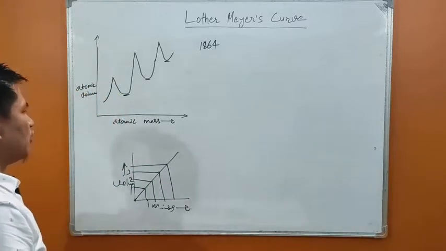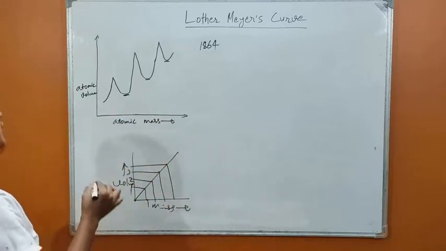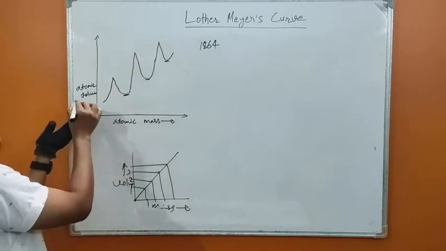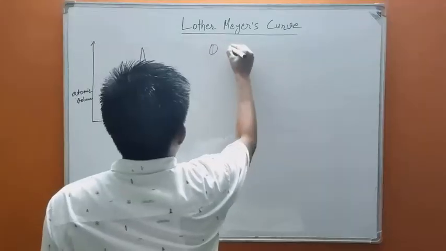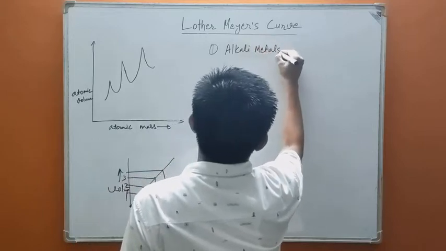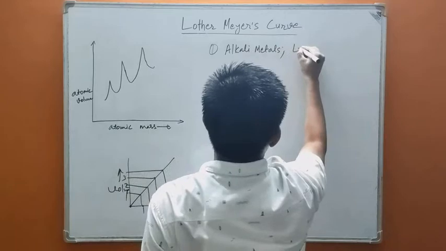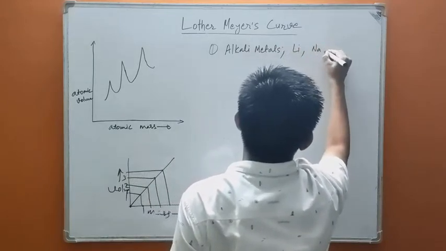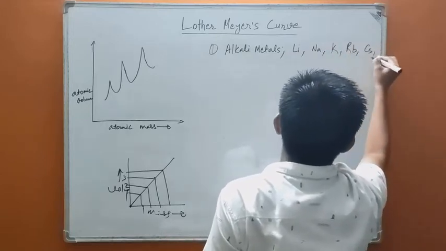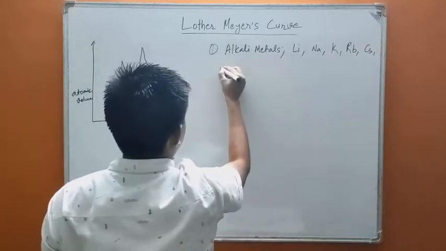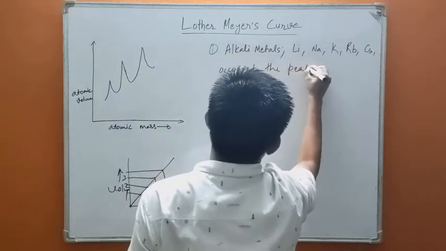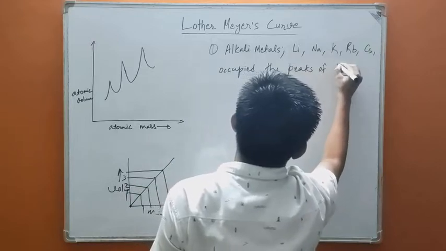Now, what Lothar Meyer observed is that when atomic mass of elements and atomic volume of elements were plotted, alkali metals, lithium, sodium, potassium, rubidium, cesium, etc. occupied the peaks of the curve.